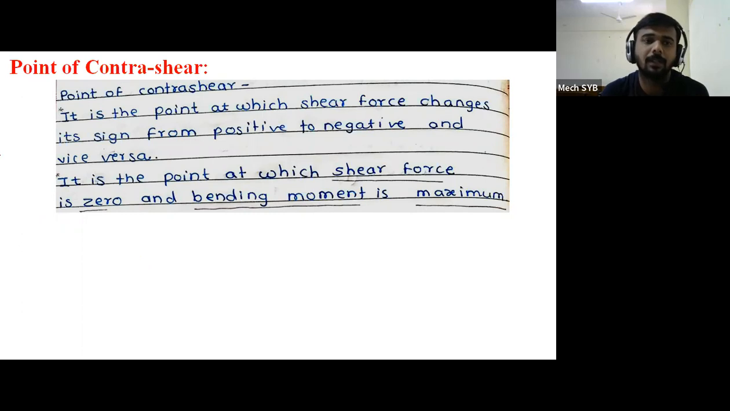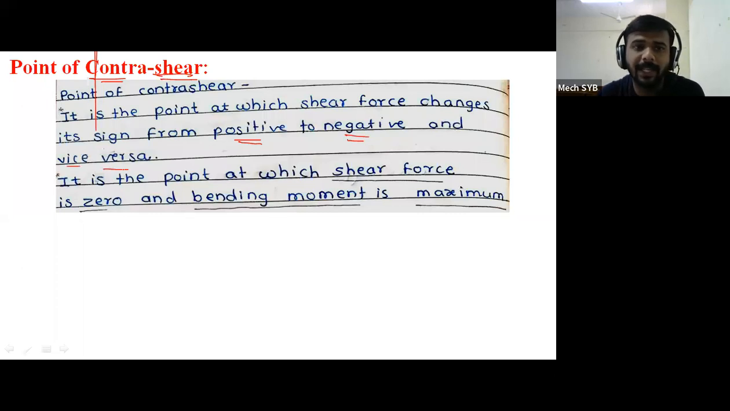Out of that, the first point is called the point of contra shear. Please keep in mind, this is very important for your MCQ questions also. This definition will be asked in the examination for MCQs. So what is meant by the point of contra shear? Here I have written the definition. It is the point at which the shear force changes its sign from positive to negative and vice versa.